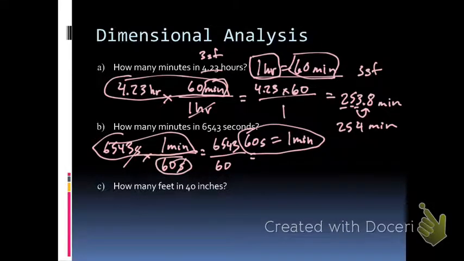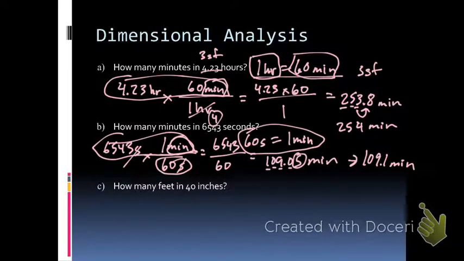So this will equal 6,543 divided by 60 gives me 109.05. My units remaining are minutes. And so I have 4 sig figs. I'm going to keep 1, 2, 3, 4. I got to round up that 0 to 1 because the next number is a 5. So it would be 109.1 minutes.